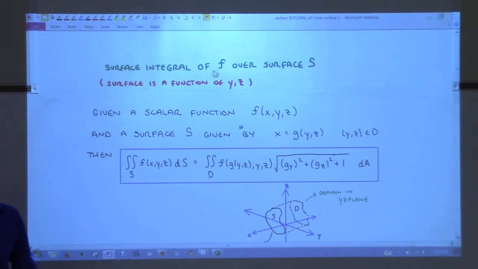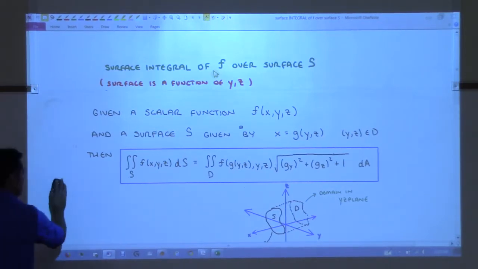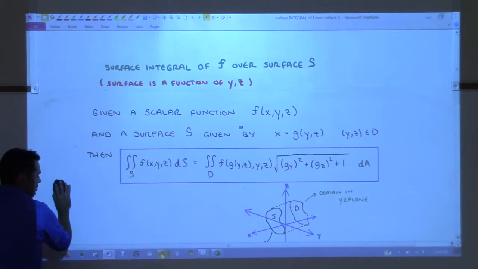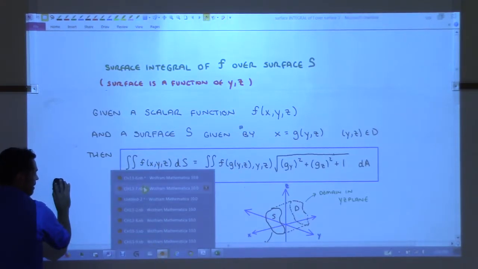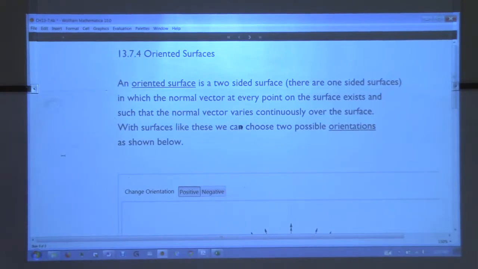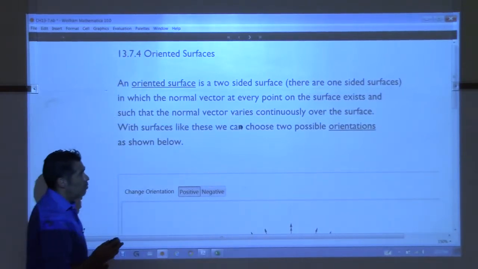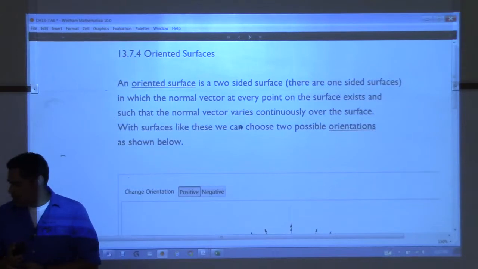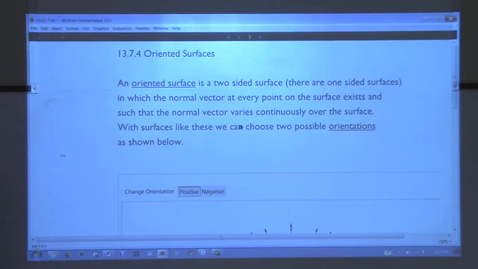We ended with an example, and now we're going to pick up where we left off, which was talking about, we're going to get to flux, but we got to start with this. So we're going to talk about something called oriented surfaces first. So an oriented surface is a two-sided surface, and I put here, there are examples, or there are one-sided surfaces. Does anyone know what the classic example of a one-sided surface is?